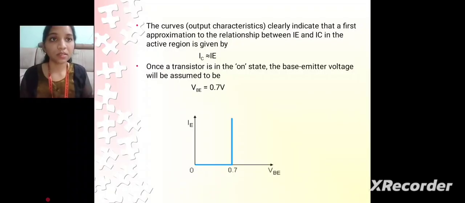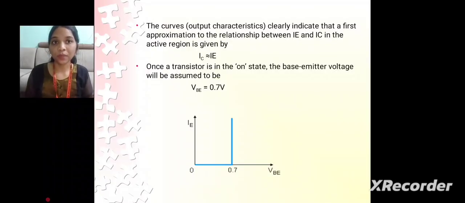The curves, meaning output characteristics, clearly indicate that a first approximation to the relationship between IE and IC in the active region is given by IC is equal to IE. Once a transistor is in the on state, the base emitter voltage will be assumed to be VBE equal to 0.7 V. We can see the graph here.